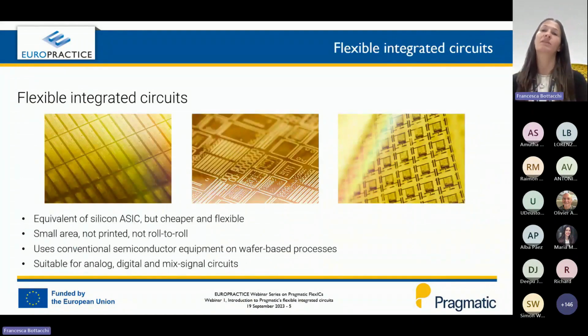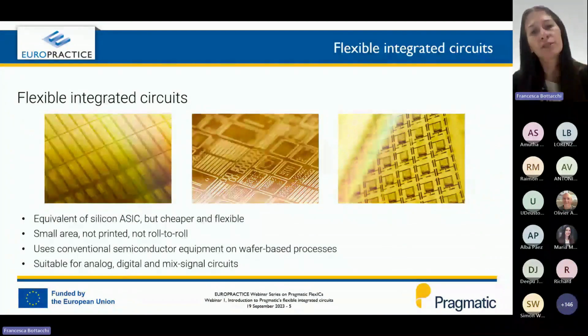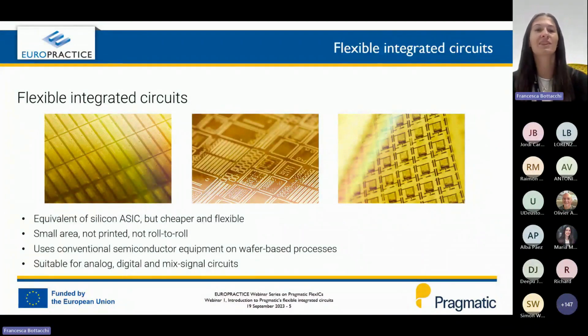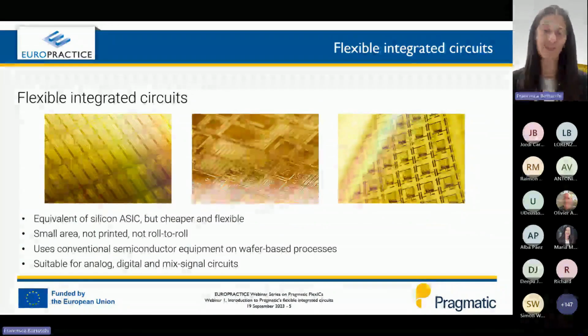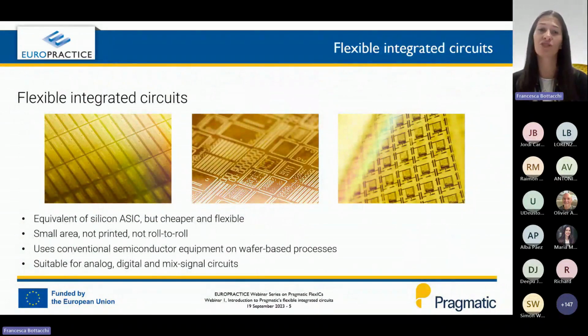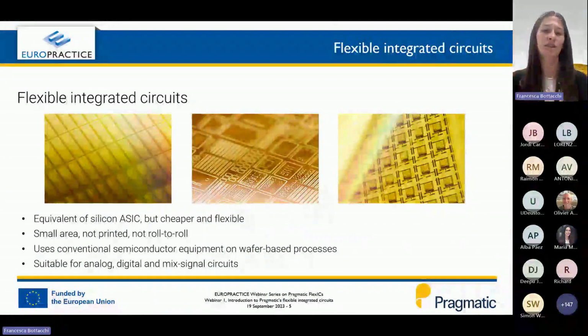What is instead a flexible integrated circuit? Flexible integrated circuits are still part of flexible electronics, of course, but with some peculiarities. The easiest way to describe a flexible integrated circuit is as an equivalent of a silicon ASIC, but cheaper and flexible. It's small area, so it's not large area, it's not printed, and it's not compatible with roll-to-roll manufacturing. So these are some main differences between flexible integrated circuits and flexible electronics.